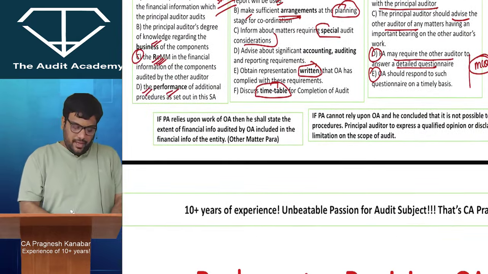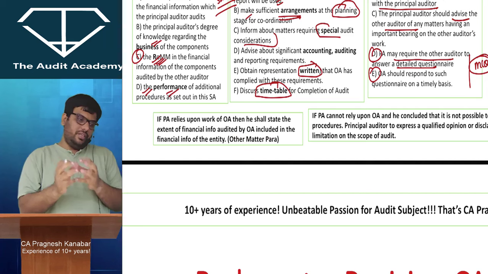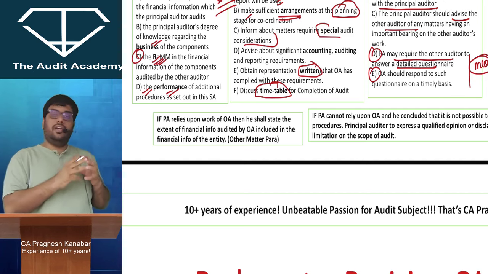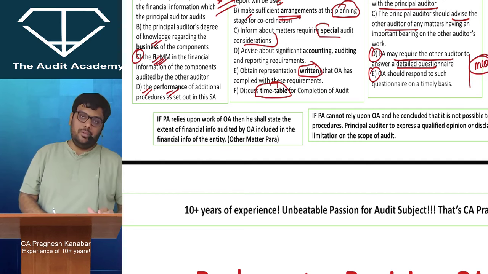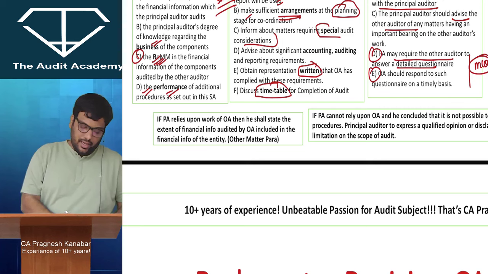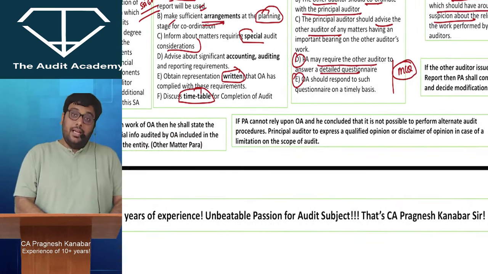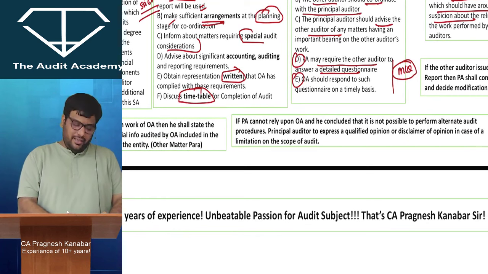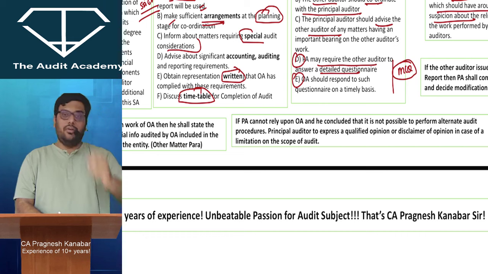Look at this. If principal auditor relies upon work of other auditor, then he shall state the extent of financial information which is audited by other auditor and how much of that financial information is included in the financial information of the entity. So basically I will have to give some kind of numerical breakup, alright, that okay, this is the percentage of turnover which has been audited by other auditor, and that will get into other matter paragraph. Why other matter paragraph, because it is an auditing clarification. Those things I have discussed in my very first revision video itself.